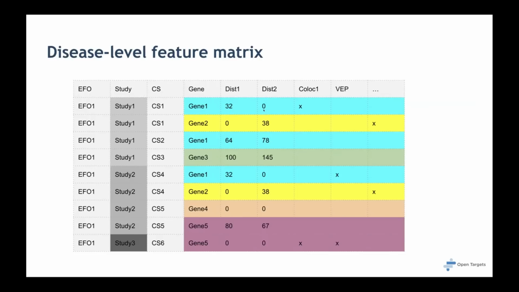So if you want to train your model, you basically need to decide which study or which credible set to use. In the logic I want to present, we decided to get rid of the situation when you need to decide which credible set or study to use and just to use everything.